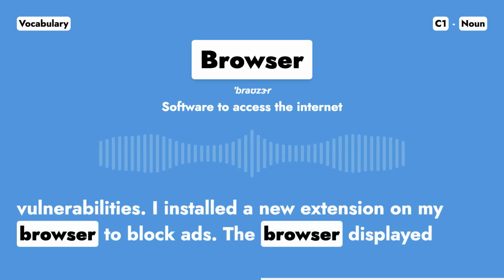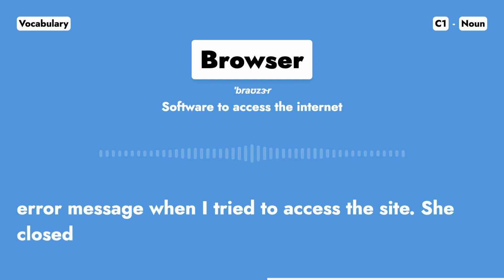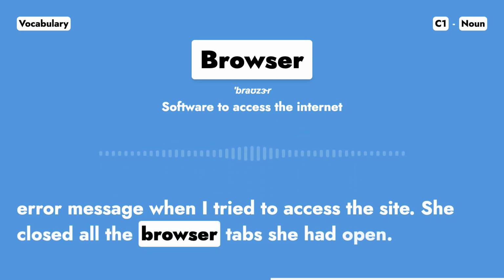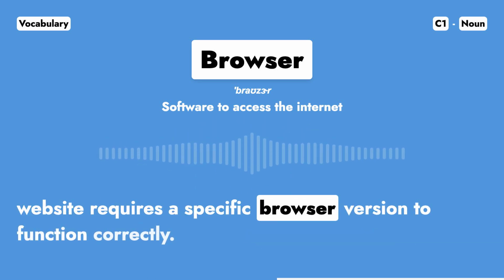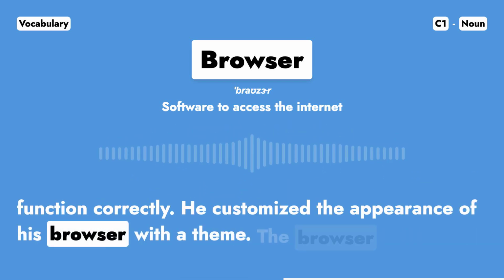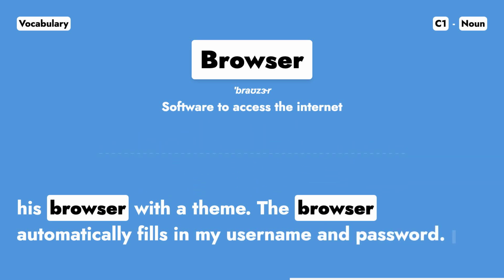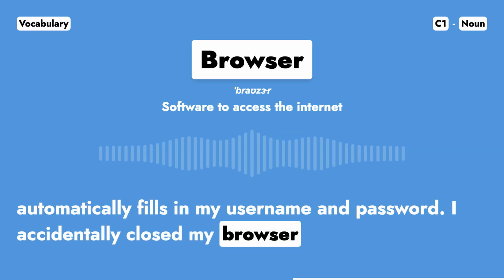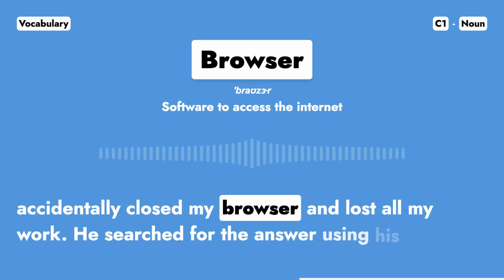The browser displayed an error message when I tried to access the site. She closed all the browser tabs she had open. The website requires a specific browser version to function correctly. He customized the appearance of his browser with a theme. The browser automatically fills in my username and password. I accidentally closed my browser and lost all my work. He searched for the answer using his browser.